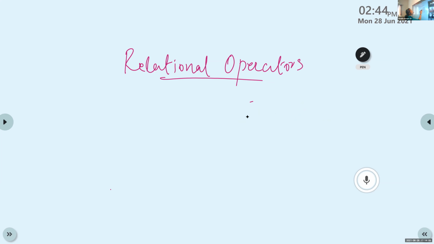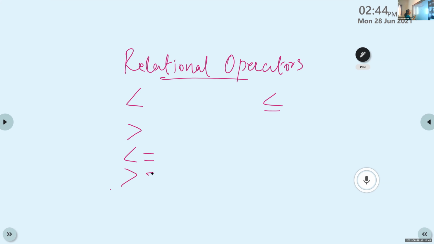Okay, so the main relational operators are less than, greater than, less than or equal to. How do we write less than or equal to? In mathematical representation we write it like this, isn't it? But on our keyboard there is no such key, so we just use less than and equal to together. This is less than or equal to.